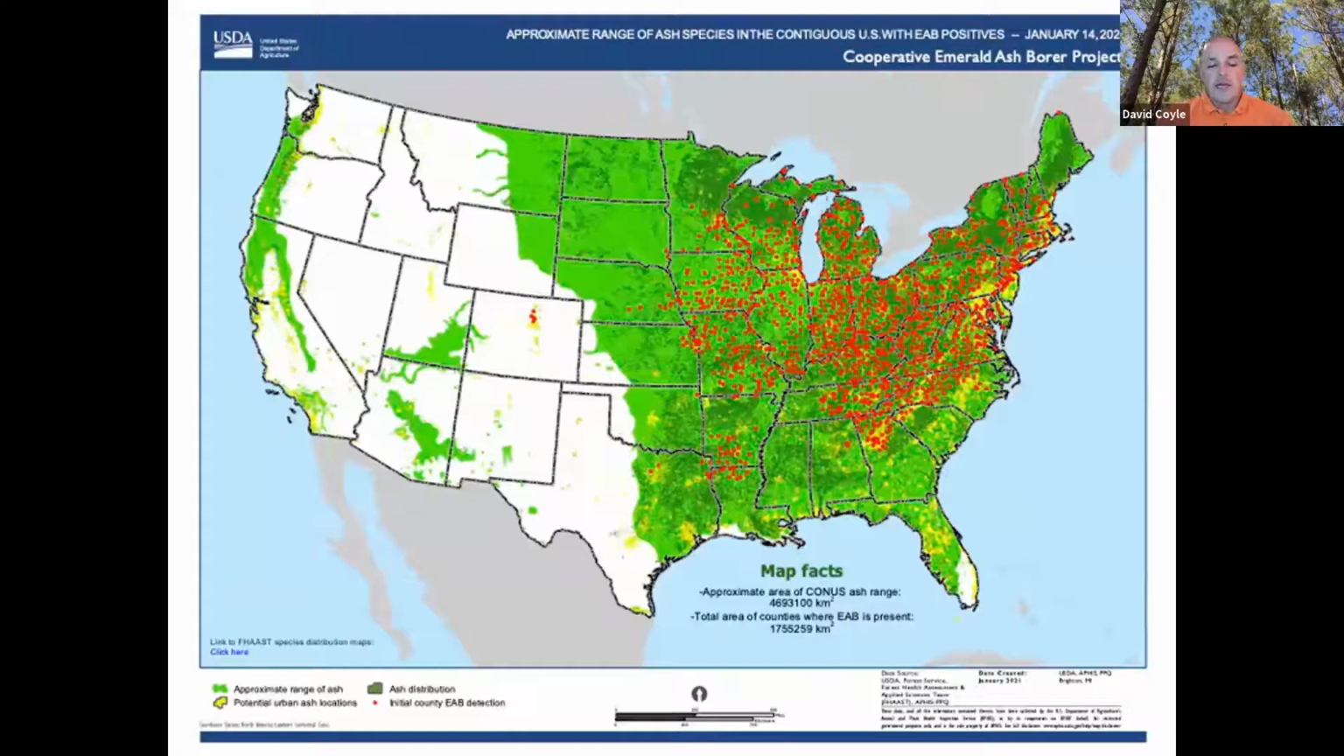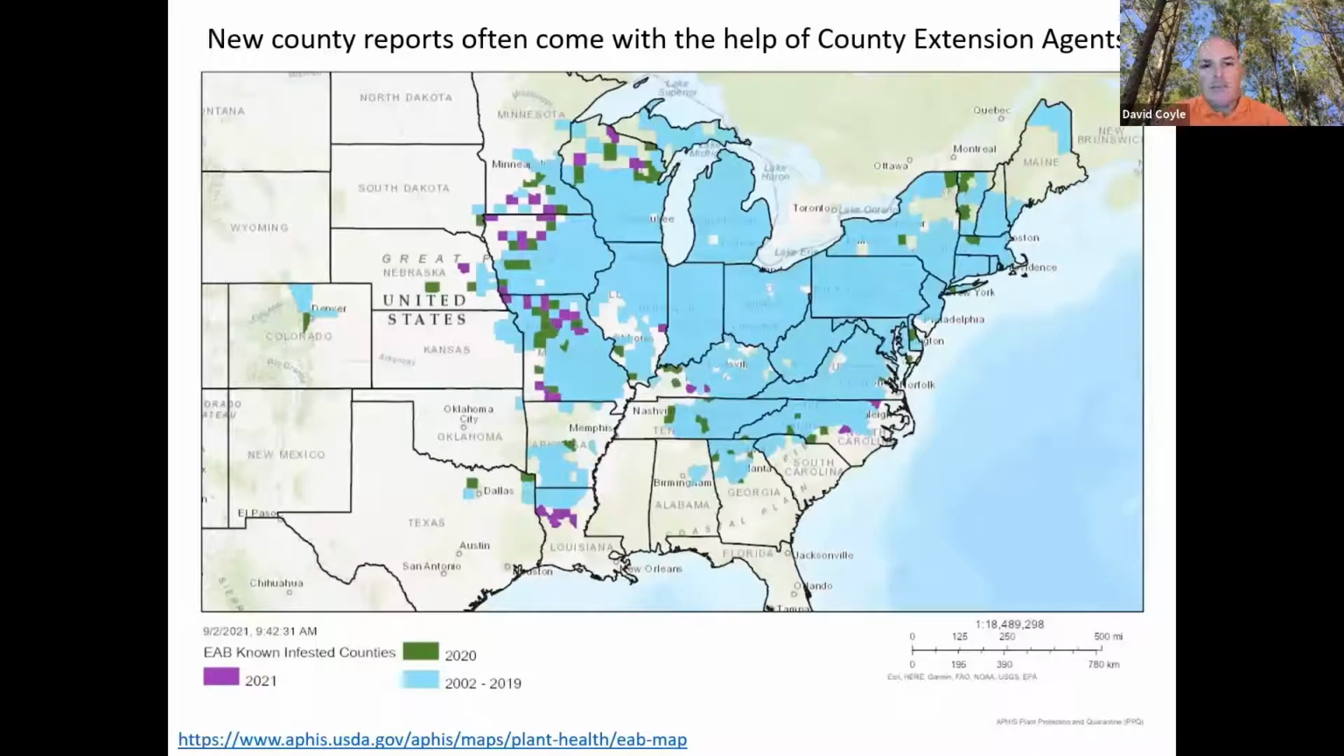Well, this green on this map shows the extent of where ash grows in the US, and the red dots all indicate where we have emerald ash borer. So you can see much of our ash range is already infested with emerald ash borer. And then this particular map shows the blue counties are those that have been infested from 2002 to 2019. The purple and the green are the last couple of years, 2020 and 2021.